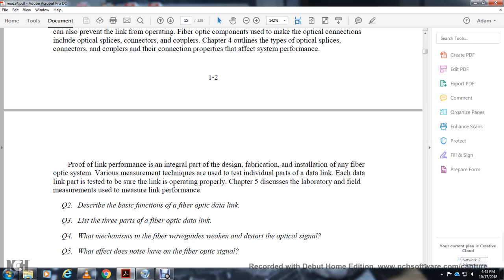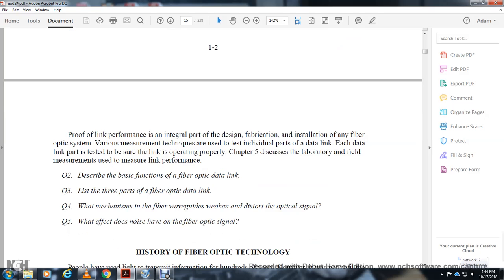Performance is an integral part of the design, fabrication, and installation of a fiber optic system. Measurement techniques are used to test individual parts of the data link. Each part of the data link must be tested to be sure the link is operating properly. Chapter 5 discusses the laboratory and field measurements used to measure link performance.